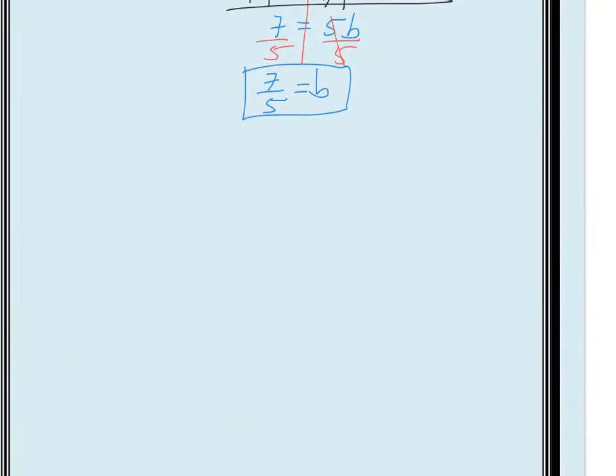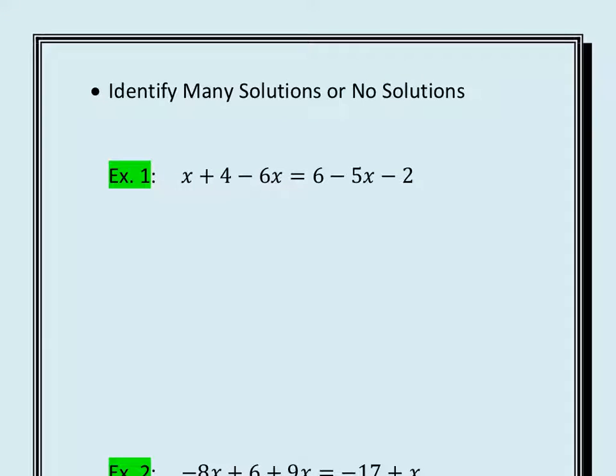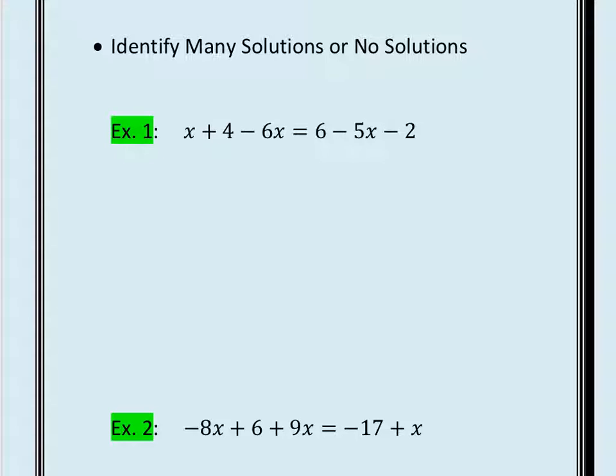Let's look at, I think that's the last one on that slide, so we'll look at the next one. So for this one, we're going to identify whether there's no solution or many solutions, or oftentimes you'll hear me call it infinitely many solutions, or all real numbers. And all that means is that any number you can think of for x would be the solution. With no solution, no value of x would make the equation true.